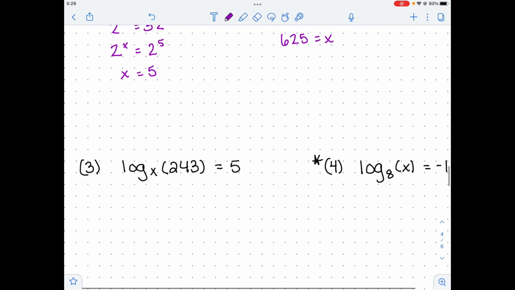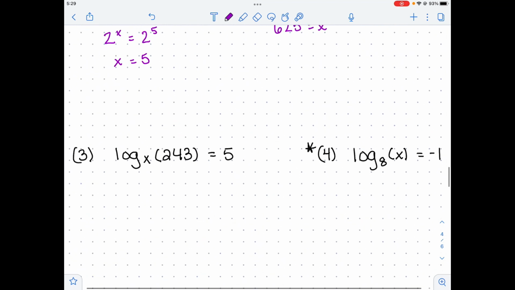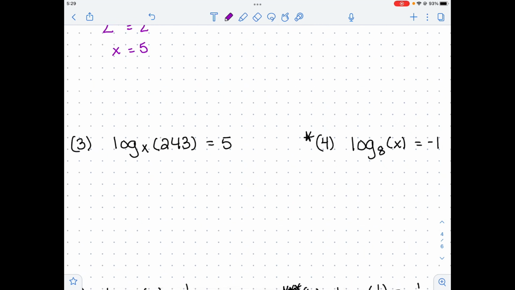When we look at this one, sometimes we can have a base that we don't know. So this one looks a little bit different. Same process. So x raised to the 5th equals 243. Again, this is where knowing your exponents comes into play. So hopefully you know that x has to be 3. 3 raised to the 5th, 3 times 3 times 3 times 3 times 3, gives us 243. So we know that x has to be 3.